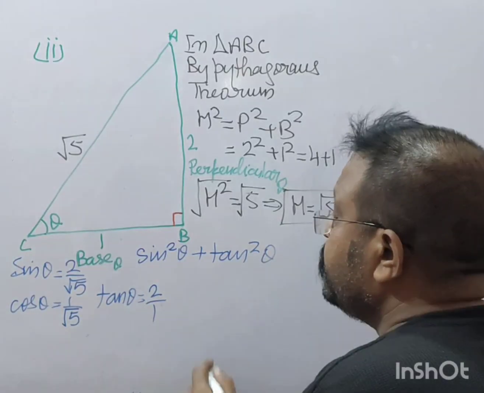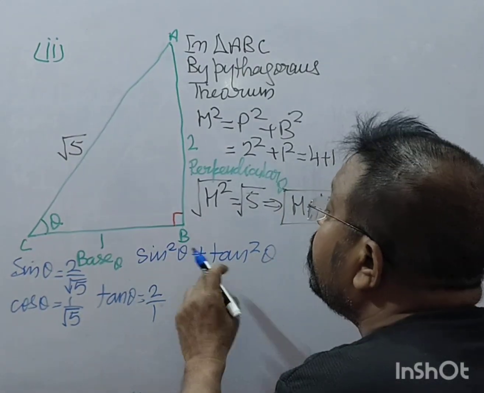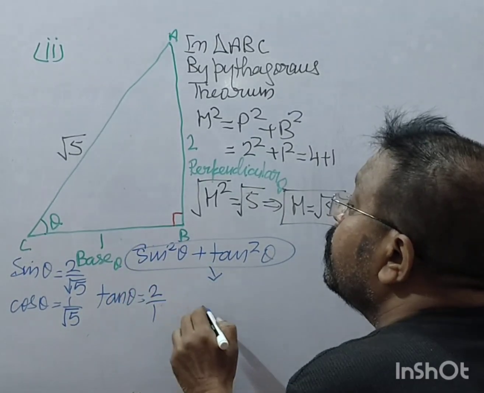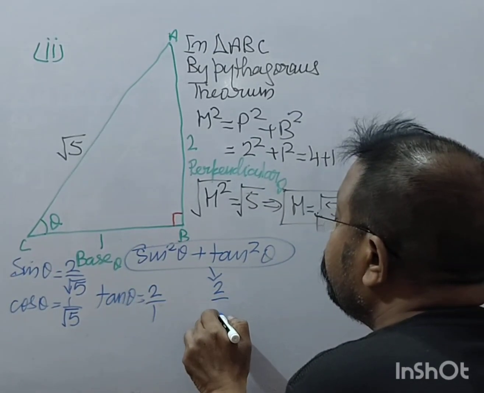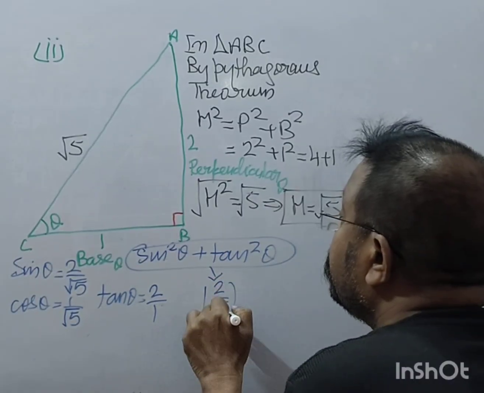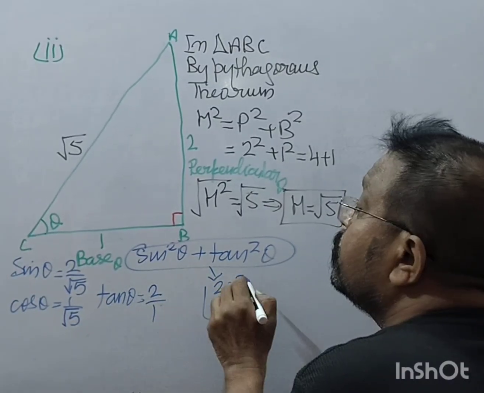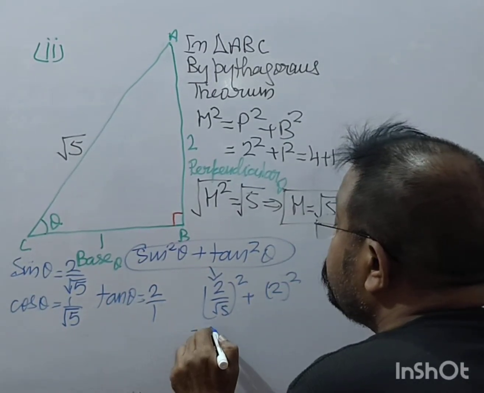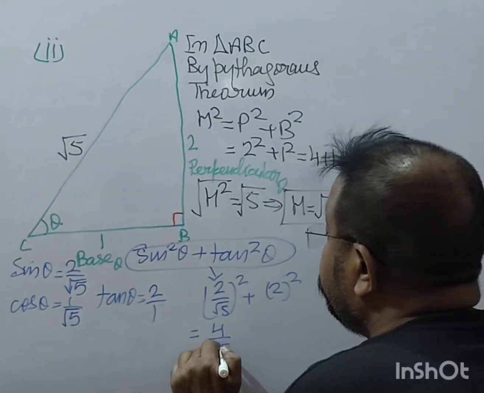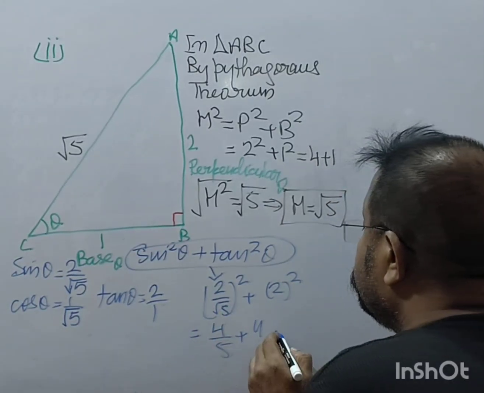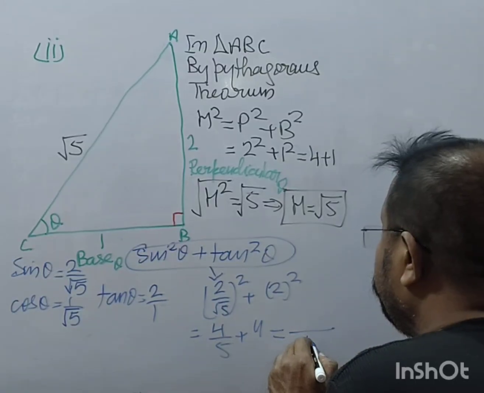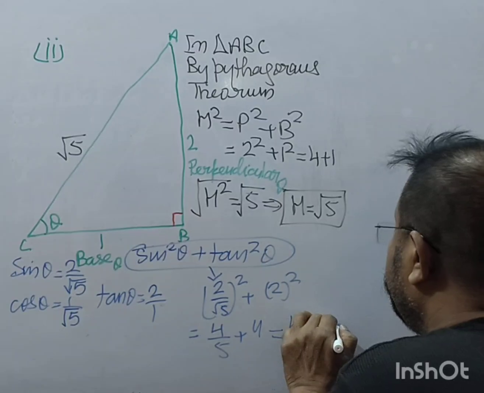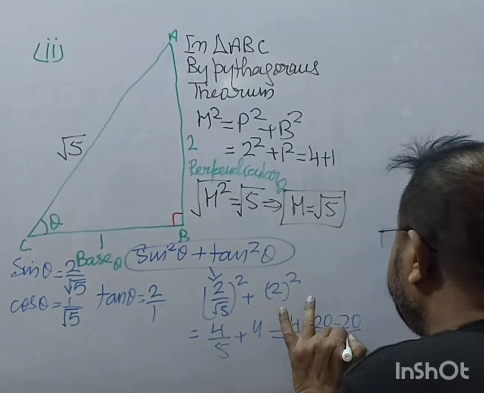Right? Now when we put the values here, then what we get? 2 upon root 5 whole square plus tan square is 2 square. So it becomes 4 upon 5 plus 4. So we get here 5. So 4 plus 20. It becomes 20 by 5.